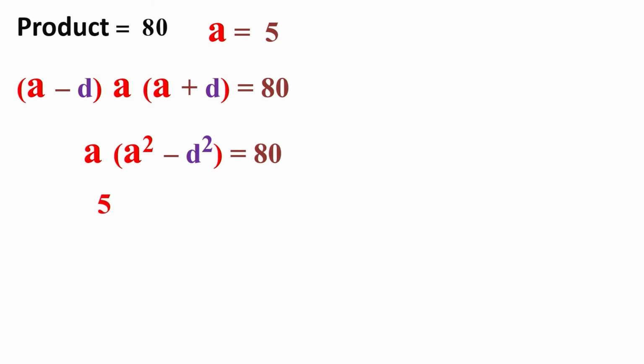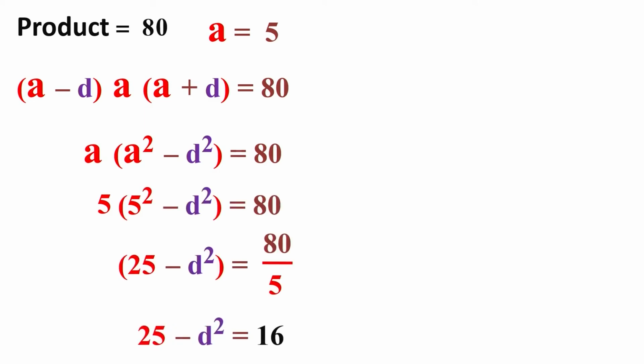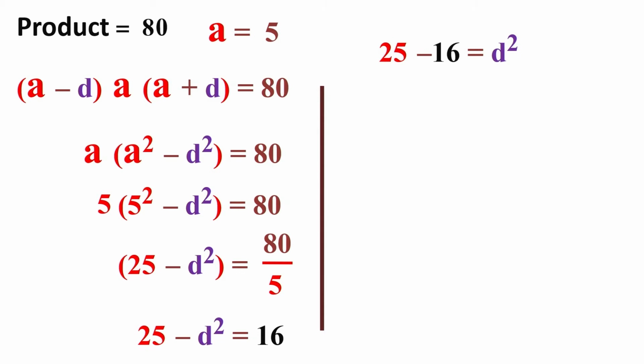And my dear children, you know the value of a is 5, you have already found out. So in place of a, substitute 5, that is 5 into 25 minus d square is equal to 80, correct? And what happens next? 25 minus d square is equal to 16. I will bring d square to the other side: 25 minus 16 is equal to d square, and therefore 9 is equal to d square, or d square is equal to 9, and therefore d is equal to square root of 9, which is plus or minus 3.